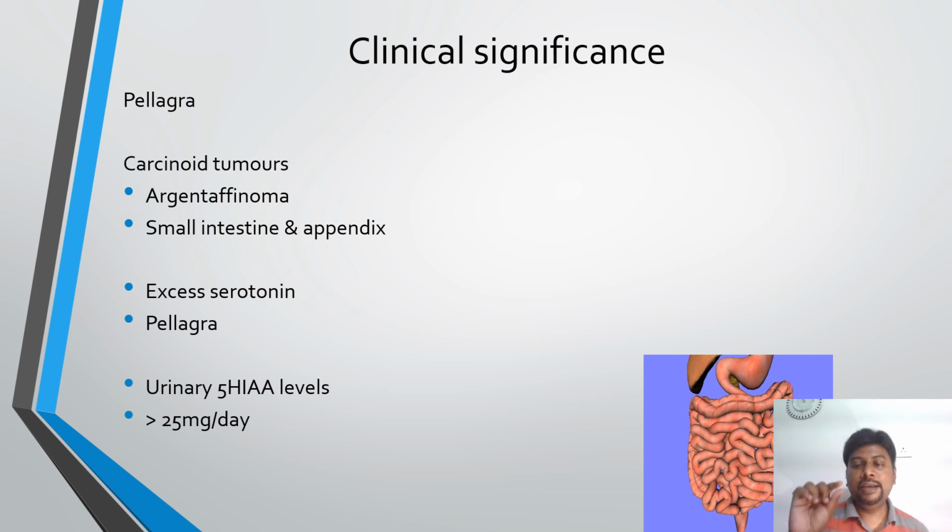So here the tumor cells will produce more serotonin. Because of that, tryptophan deficiency will happen and pellagra will happen. So that's it about carcinoid tumor.